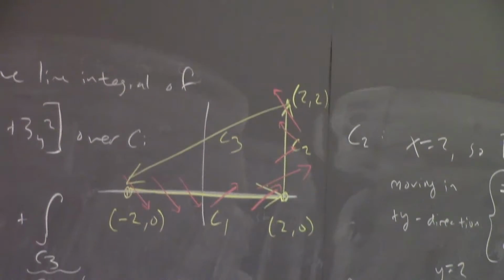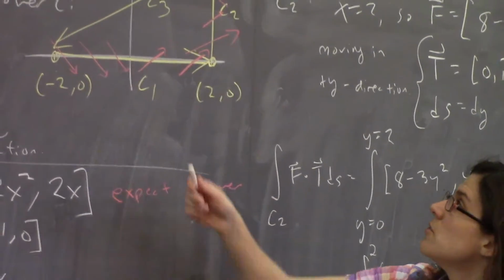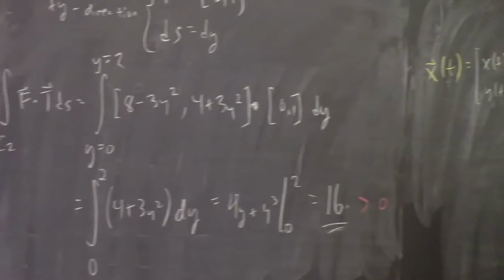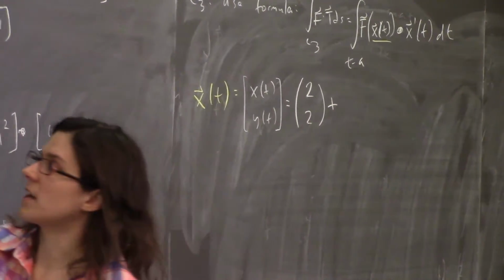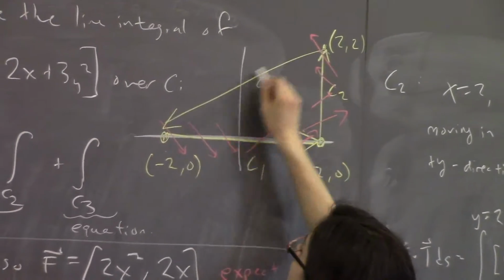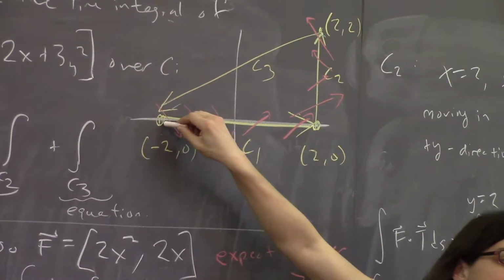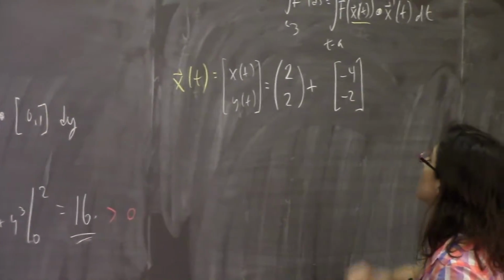So this is something we did at the very beginning of the course, parameterizing lines. You do where you start. So we start at 2, 2, plus what direction you're going. So let's compute what this vector is. This vector is negative 4, negative 2. So we're going in the direction negative 4, negative 2.